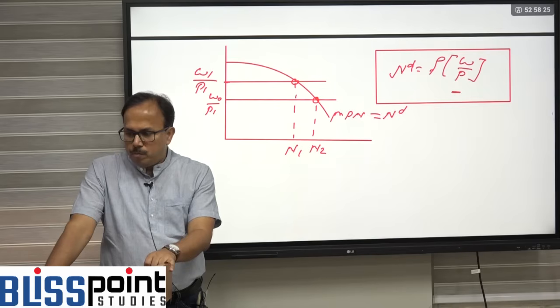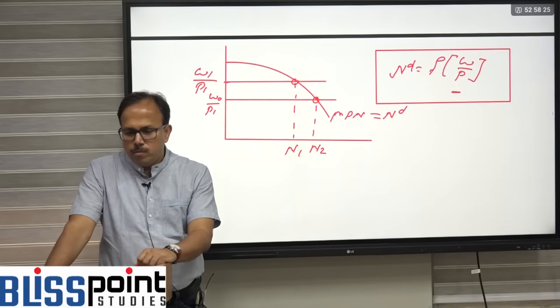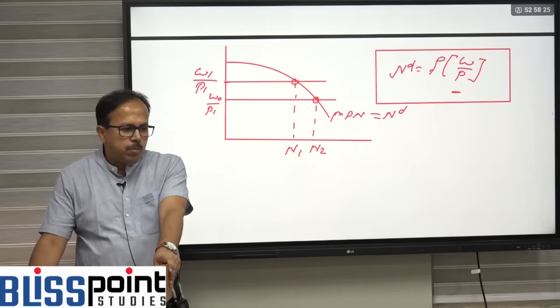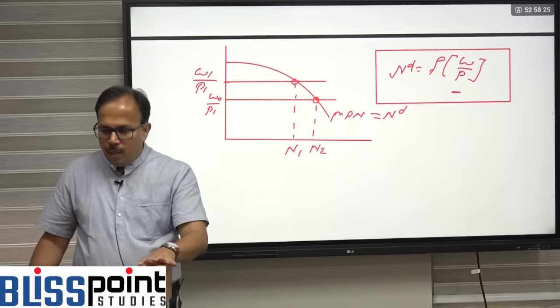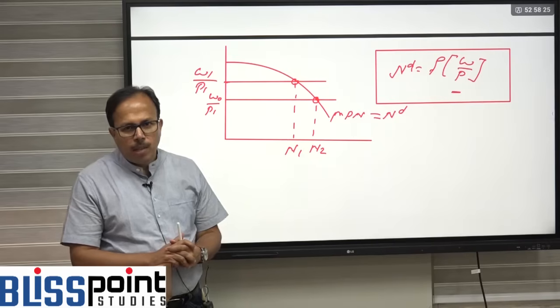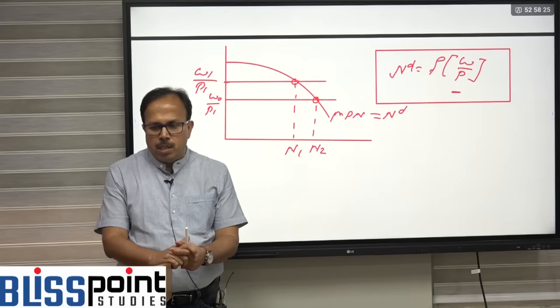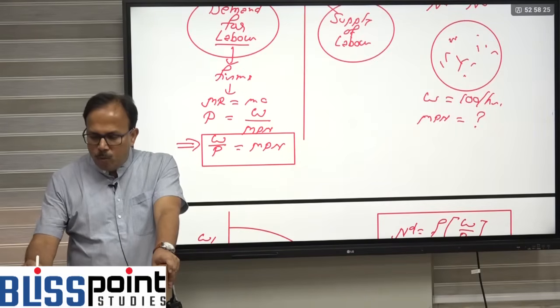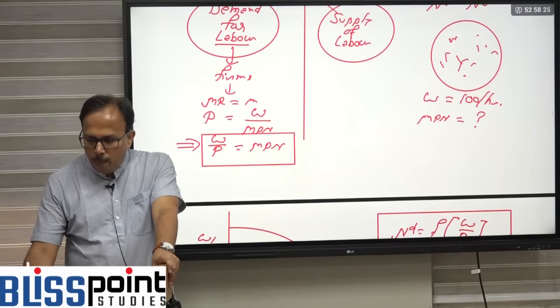Next paragraph. Labor is demanded by firms and competitive firm will always produce that much output where its own profit gets maximized, which requires that MR is equal to MC. First equation.